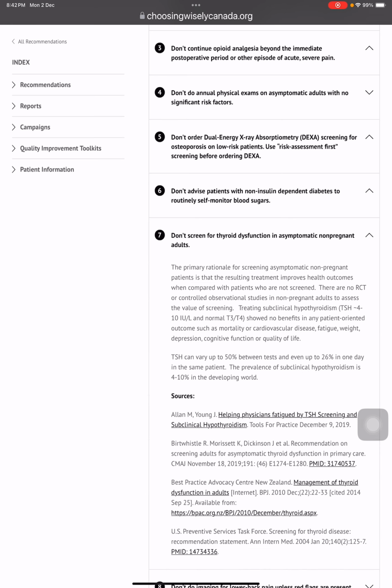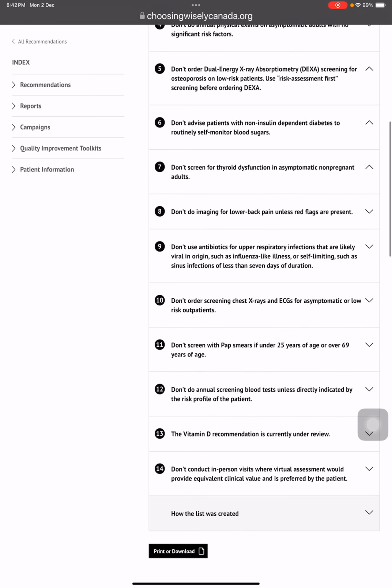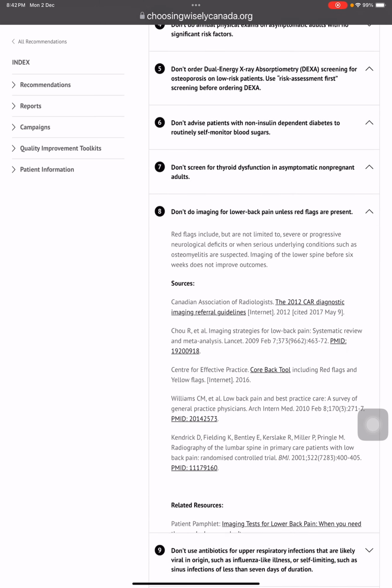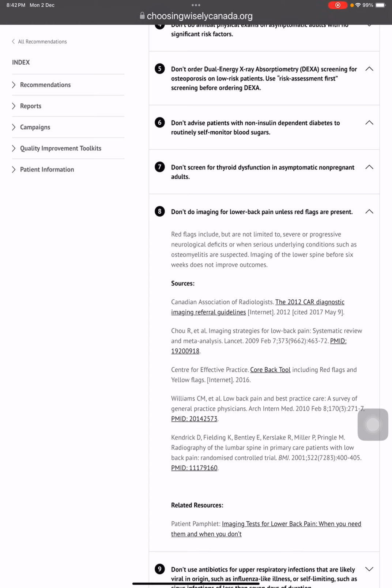Don't screen for thyroid dysfunction in asymptomatic non-pregnant adults. Definitely, if they have no symptoms, you don't need to treat. That's a general rule, okay? Irrespective of thyroid. Don't do imaging for low back pain unless red flags are present. Red flags include, but are not limited to, severe progressive neurological deficit, or when serious underlying conditions such as osteomyelitis are suspected. Imaging of the lower back spine before 6 weeks does not improve outcomes.